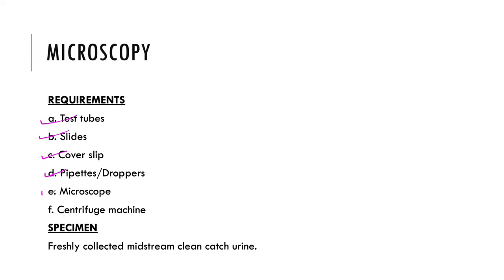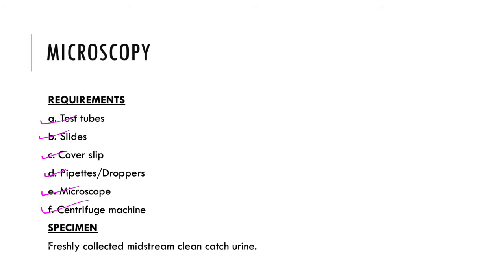Microscope obviously you will need, because you are doing the process of microscopy. How can you do it without a microscope? It is not possible. And the centrifuge machine also you need, because without the centrifuge machine you cannot get the deposit and supernatant part. Now which kind of specimen do you need?